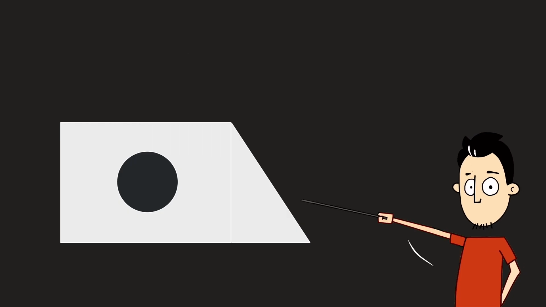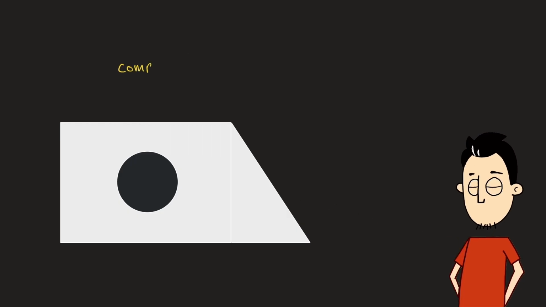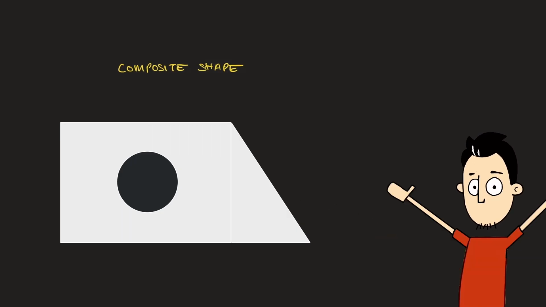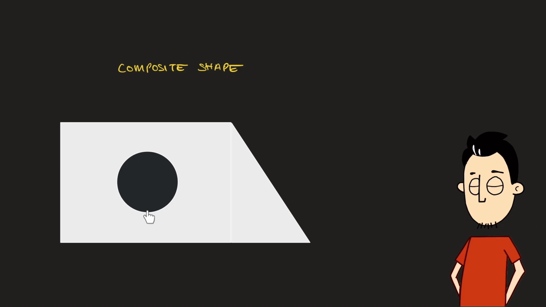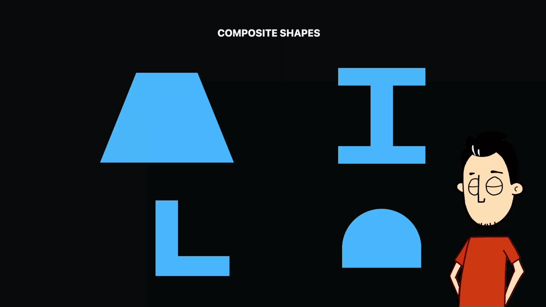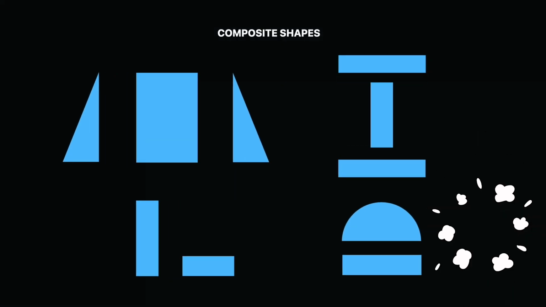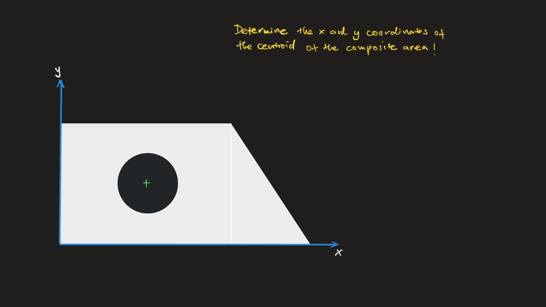This type of shape area is a composite shape, and you are going to find most engineering cross-section areas are composite shapes, which means they can be broken into multiple simple shapes like rectangle, triangle, and circle. So here's our problem. We need to find x bar and y bar, basically the centroid coordinates of this shaded area.